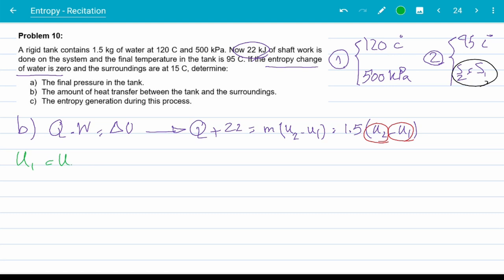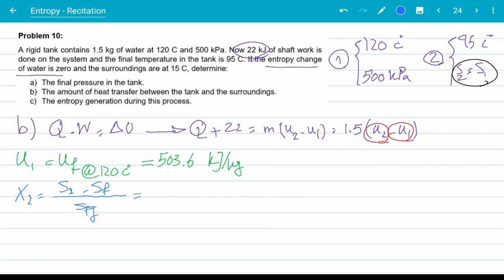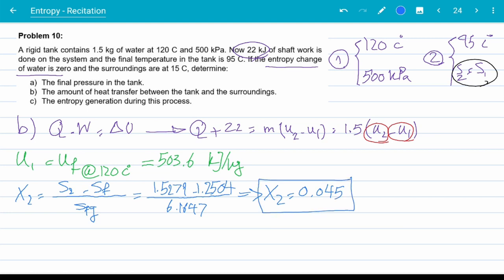U1 is easy. U1 is U of F at 120 degrees Celsius, because state 1 is a compressed liquid, and I can just use the tables to read the properties. U1 from the table is 503.6 kilojoules per kilogram. U2 requires a bit more calculation. We figured out that state 2 is a saturated mixture, so I need to find the quality first. X2 is S2, the number that I have, minus SF, over S of FG. Both SF and S of FG are numbers for 95 degrees Celsius. Plugging in the numbers from the tables, I get that the quality X2 is 0.045.